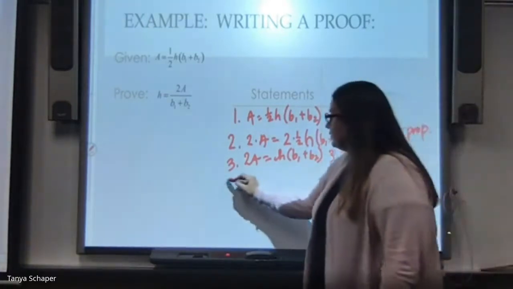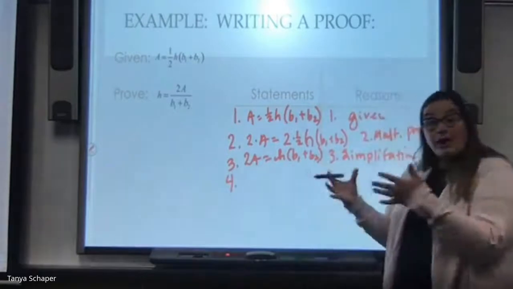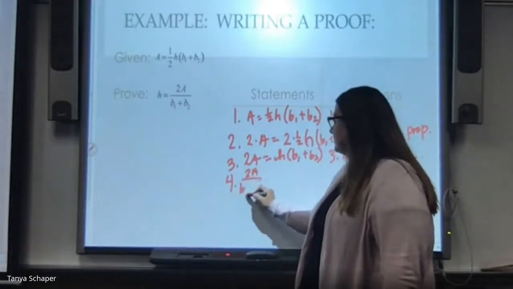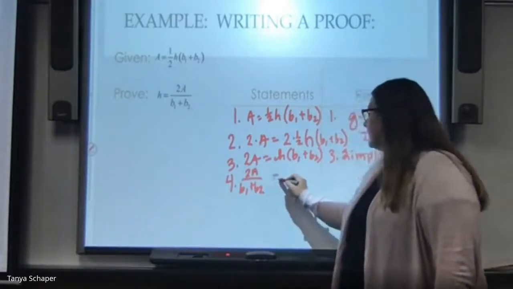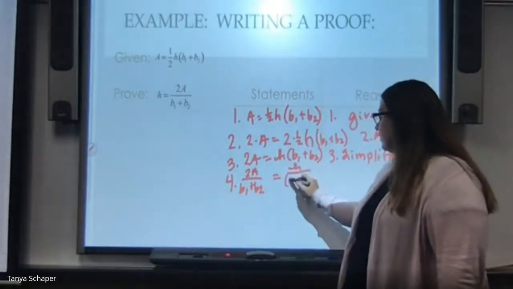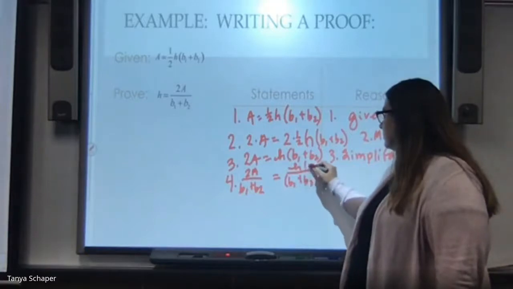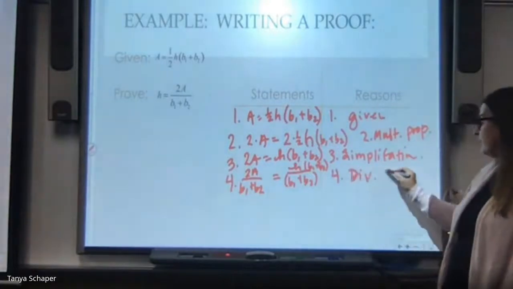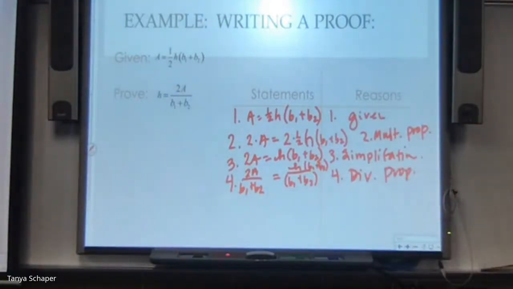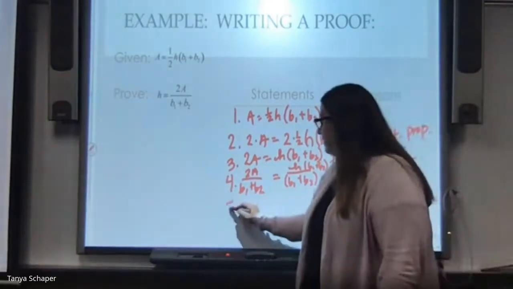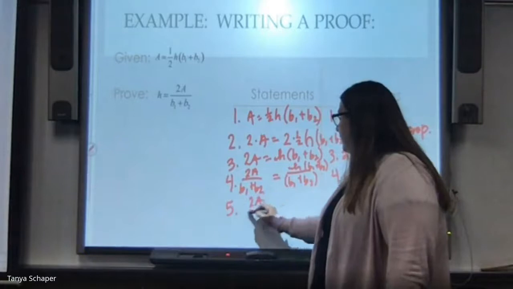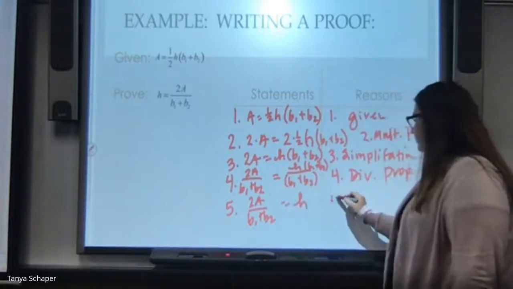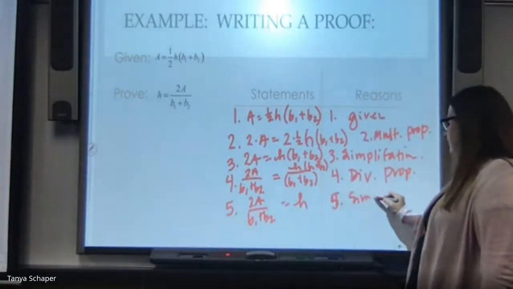From here, I'm going to divide both sides by the quantity B sub 1 plus B sub 2. So it's 2A divided by the quantity B sub 1 plus B sub 2, and that's equal to H times the quantity B sub 1 plus B sub 2, divided by the quantity B sub 1 plus B sub 2. And that is going to be the division property. I'm going to simplify again. So I have 2A divided by B sub 1 plus B sub 2 is equal to H. And that's going to be simplification.